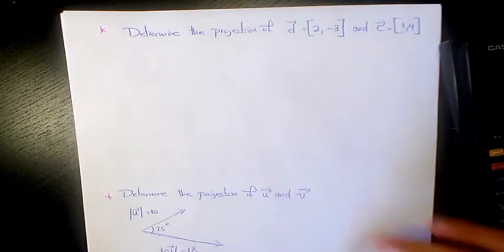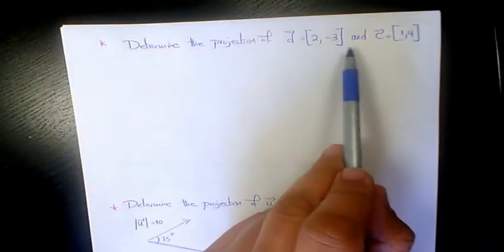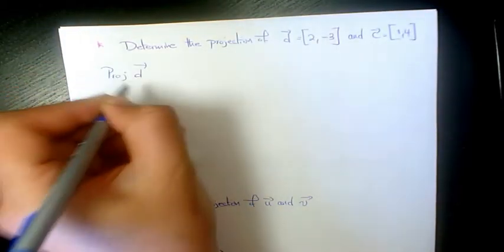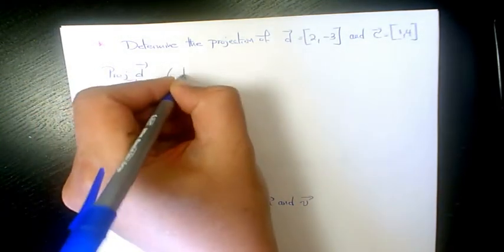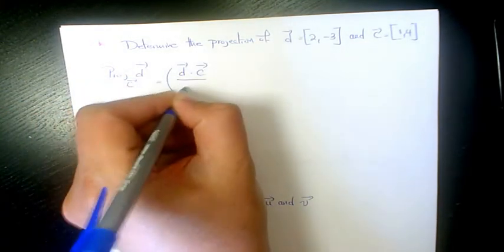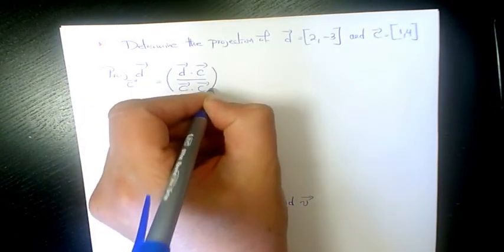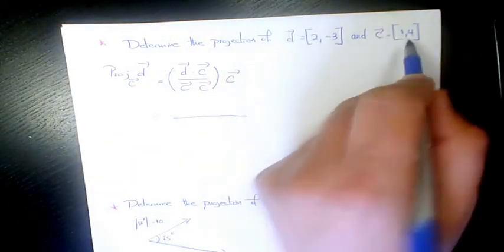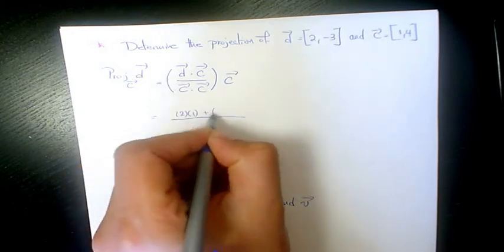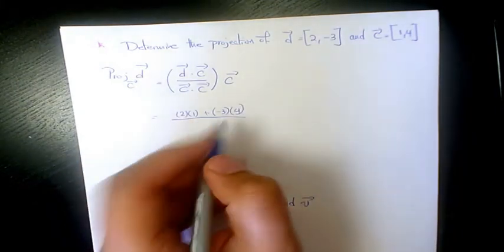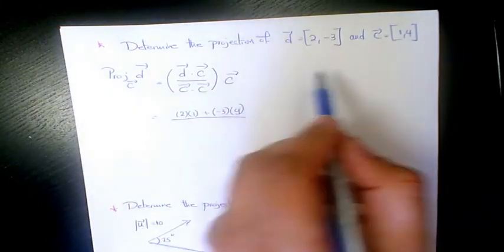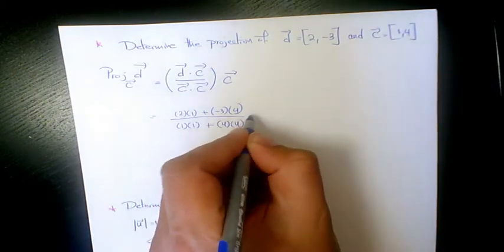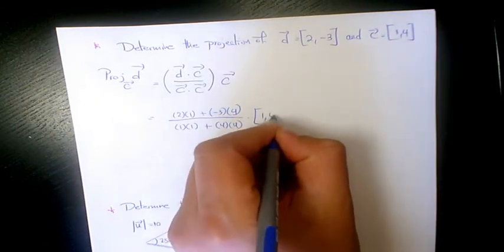Now we want to find the projection of D on C. So it's going to be the projection of vector D over C. Based on the formula, that's equal to the dot product of D and C divided by the dot product of C and C times vector C. So that will be 2 times 1 plus negative 3 times 4, divided by the dot product of C and C, which is 1 times 1 plus 4 times 4, times the vector C, which is 1 and 4.